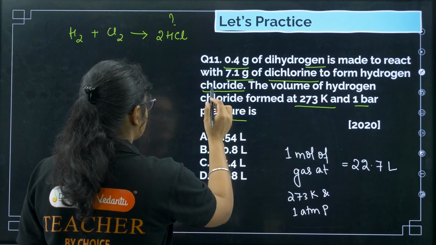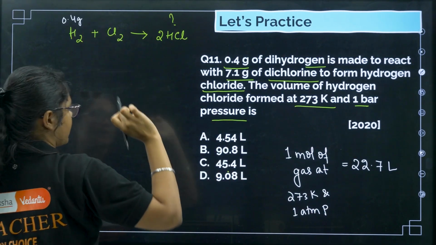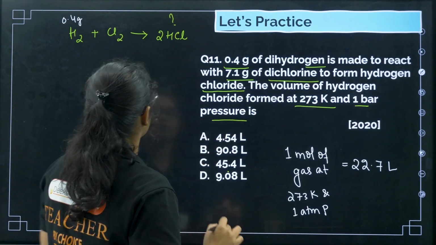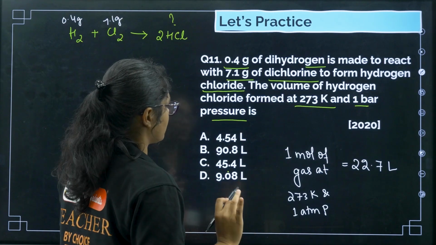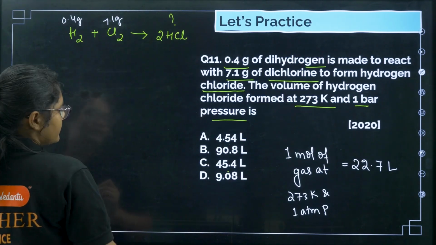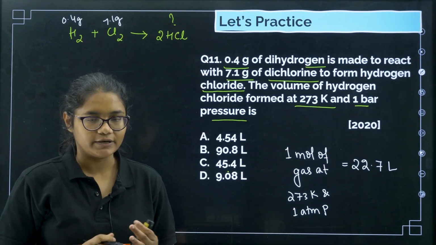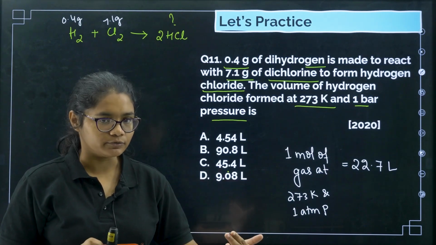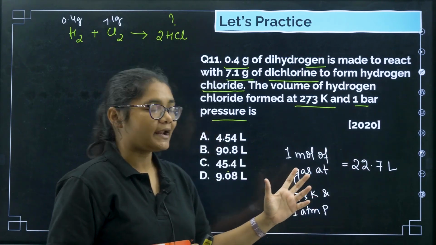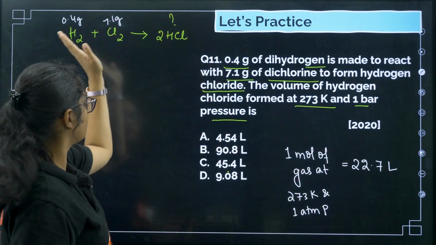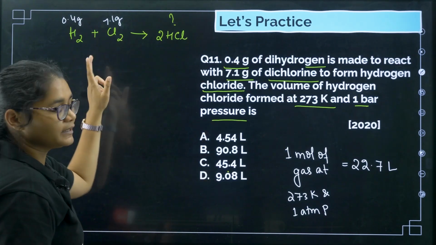So the question is saying that how much dihydrogen is there? 0.4 grams. Okay, and dichlorine is 7.1 grams. Okay, and that's all. Fine. So see, if I can calculate how many moles of HCl will be produced, then easily I can calculate the volume of HCl produced, right? And I told you the product formed depends on what? Depends on the limiting reagent. So first of all, we need to find the limiting reagent here.